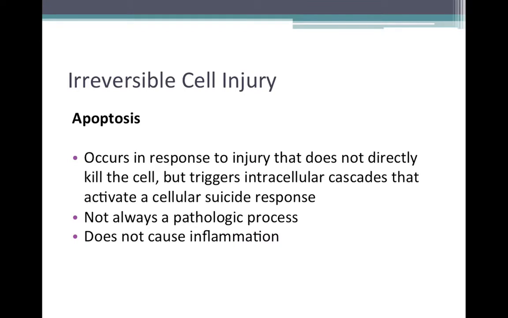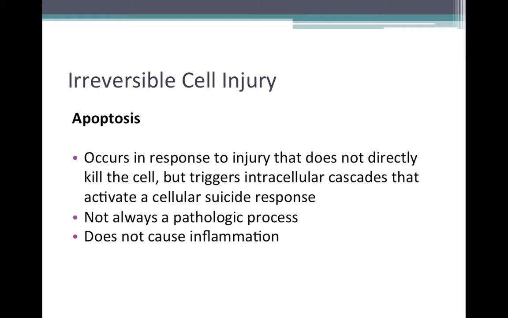Now, there's another form of irreversible cell injury, which is actually due to a form of programmed cell death. This is called apoptosis. Now, apoptosis is a form of programmed cell death that occurs not necessarily as a result of cell injury, but can be an important component of just normal development. And I'll give you guys an example of apoptosis.